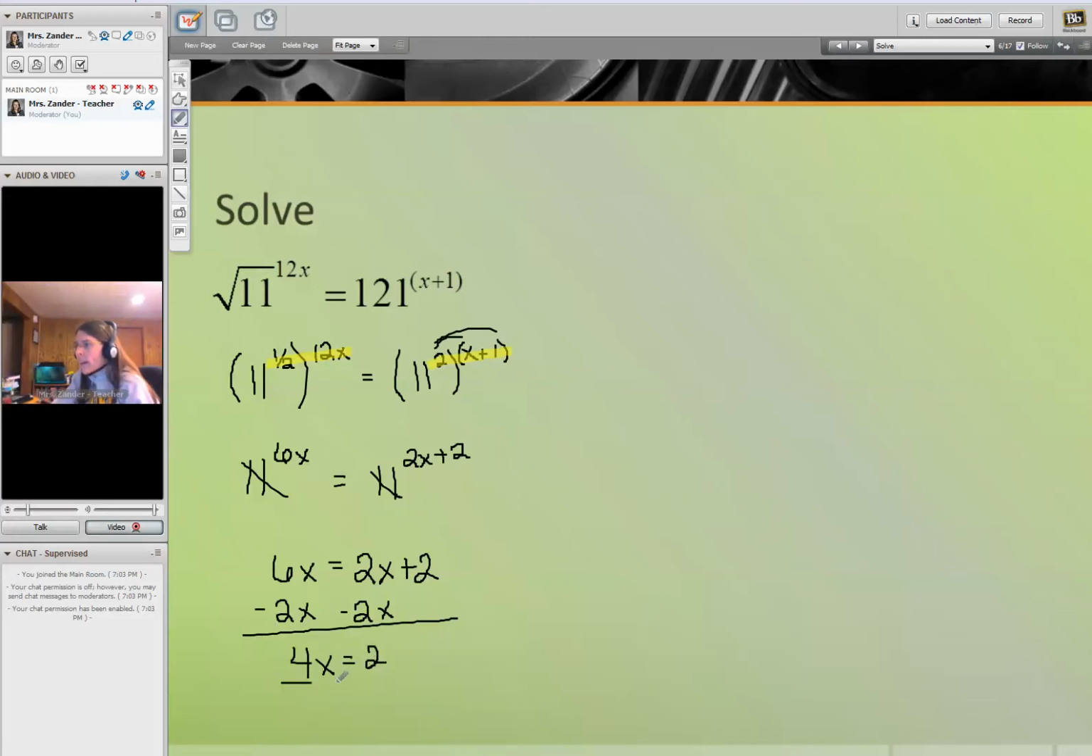And divide by 4. And we get x equals 1/2. Okay. Now you can go ahead and check your answers. In fact, you should, by substituting them back into your original equation and see if you get a true statement there. So it's always wise to substitute back and make sure that that works out.